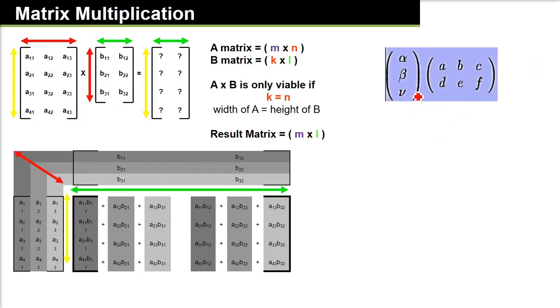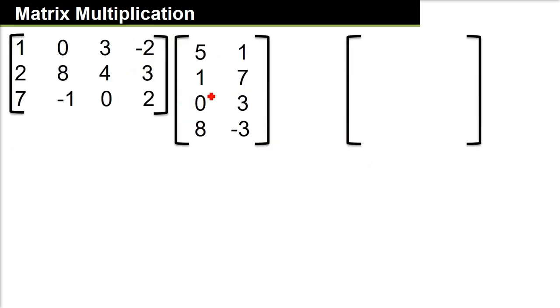Now there are 2 matrices. How many rows and columns are there? It has 3 rows and 1 column. How many rows and columns are here? 2 rows and 3 columns. Is matrix multiplication possible or not? No, because the column of the first matrix is not equal to the row number of the second matrix. It is not possible. Now see the actual example of matrix multiplication. How do we do this?